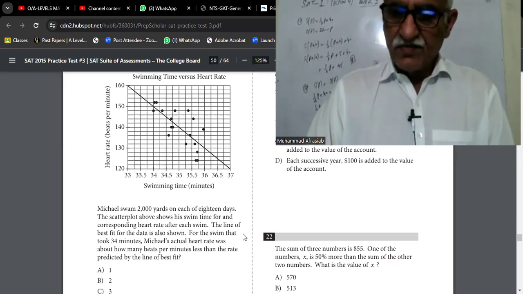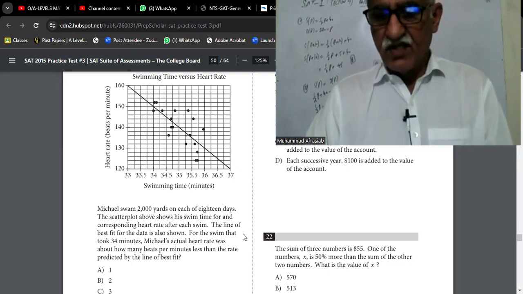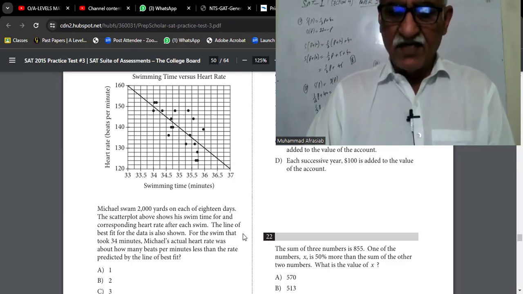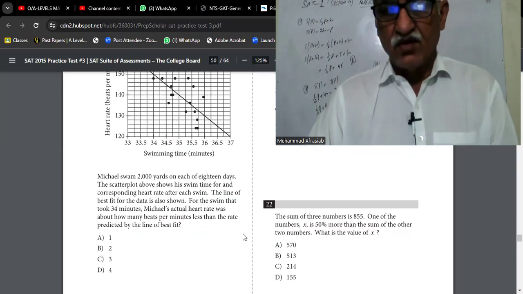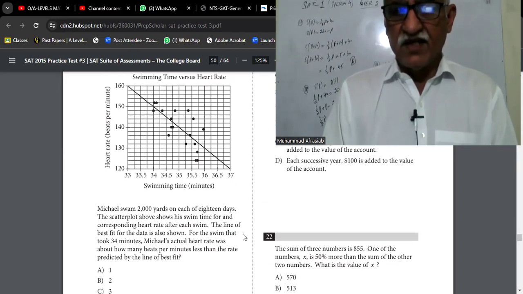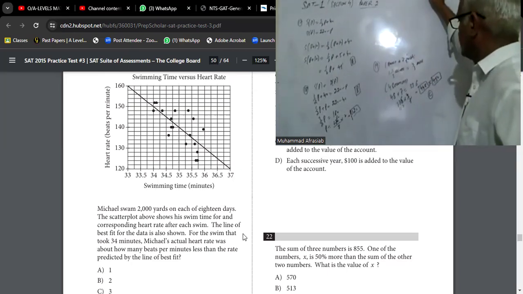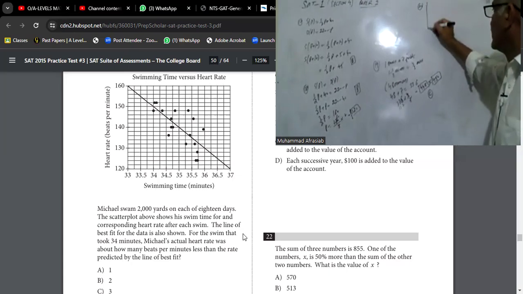If a swim takes 34 minutes, then Michael's actual heartbeat is about how many times per minute less than the rate predicted by the line of best fit? So we see that it is at 34. The graph is shown like this.